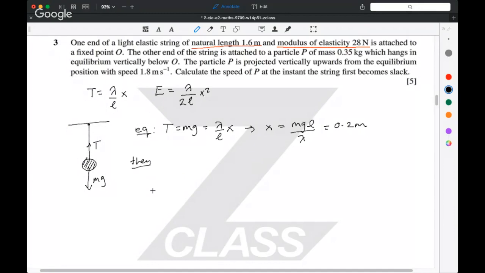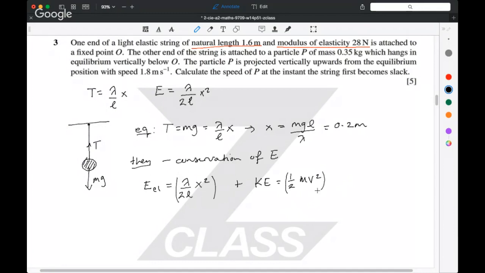Then we give it this kick. So now we can use conservation of energy. So when you give it the kick, what energy is in the system? Well, we already have some elastic potential energy. So we have the elastic energy, and that's going to be equal to lambda over 2L x squared, and the same x that we had before. But we also have some kinetic energy. And this kinetic energy is 1/2 mv squared.